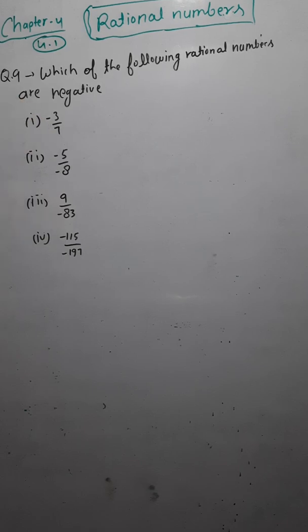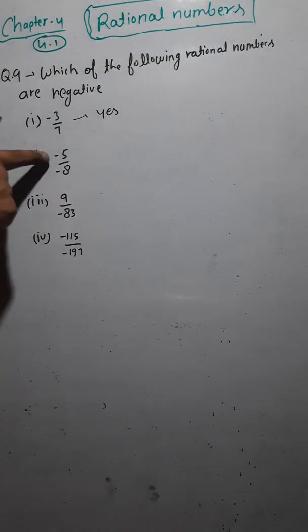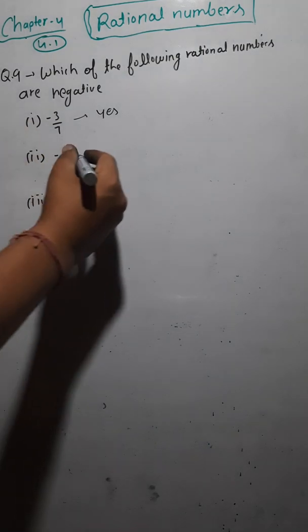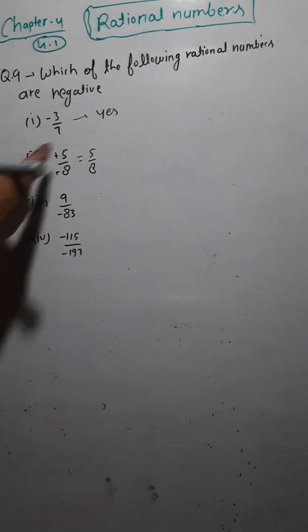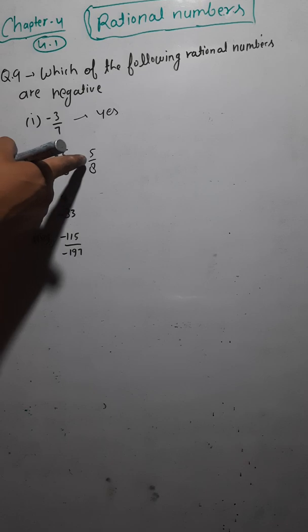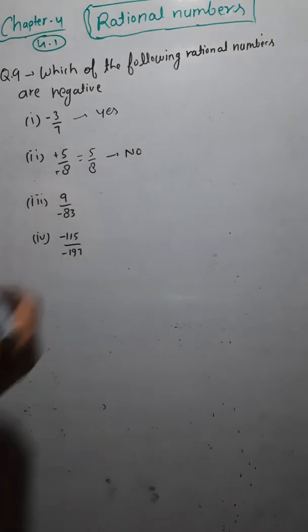Yes, because the numerator is negative. So this is a negative rational number. So write here yes. Is this negative or positive? No, because both are negative, so you can cut them. So it can be written as 5 by 8. Is it a negative rational number? No, it is not a negative rational number.